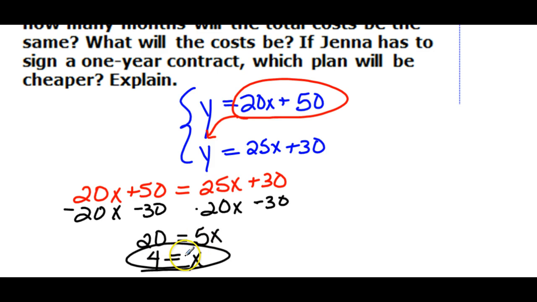Okay? Take this 4. Let's put it right in here. 20 times 4 is 80. 80 plus 50 is 130. So y is equal to 130. Now, what does that mean? It means in 4 months, both plans will have cost me $130.